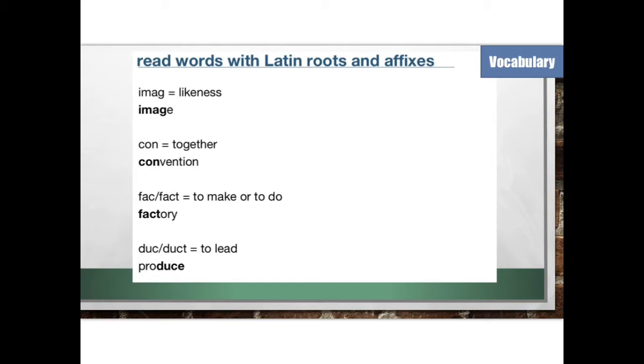Notice that image means likeness. Con means together. So when we're in a convention, we're all together. Fact is to make or do, such as factory. Then we have duct, to lead or produce. I recommend writing these down in a notebook so that you're able to see them. Pause and continue when you're done.